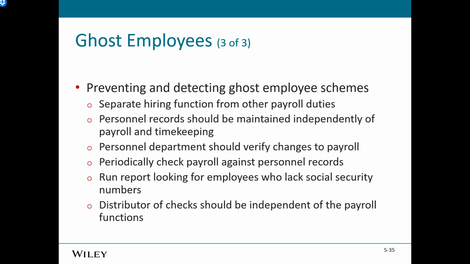So again, here we go into preventing or detecting these. Having the hiring function separate from other payroll duties. So the person who is authorized to add the personnel into our payroll record is separate from the person who's hiring them. The personnel record should be maintained independently of payroll and timekeeping. As we've seen with all of these, the way to prevent them is to have good segregation of duties. Periodically check the payroll against our personnel records. Individuals who are getting a paycheck should be active in our personnel records, and we should make sure that those two match.